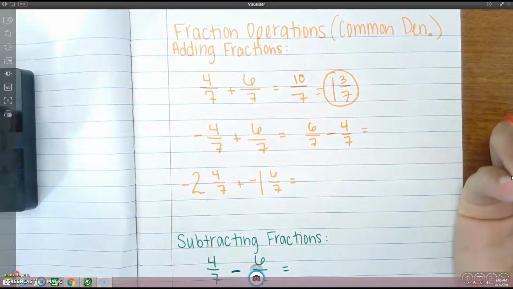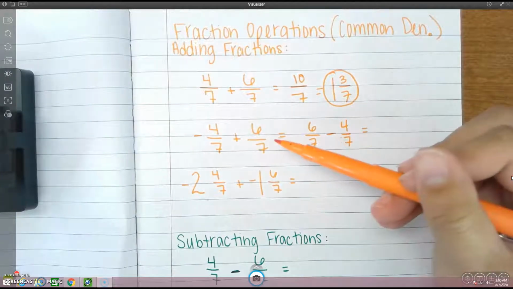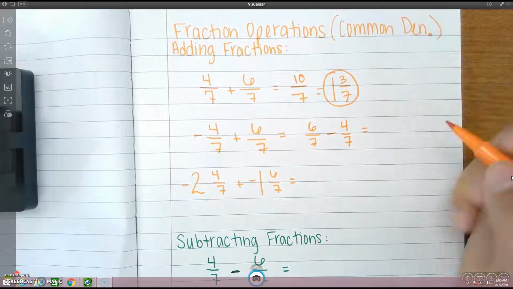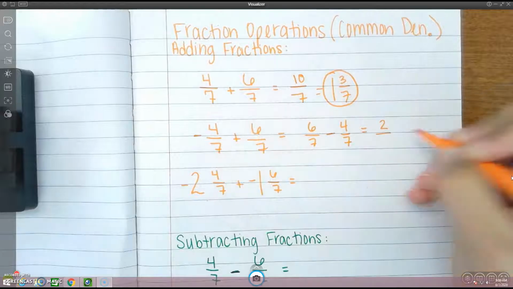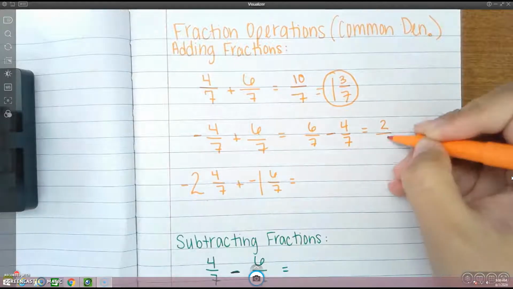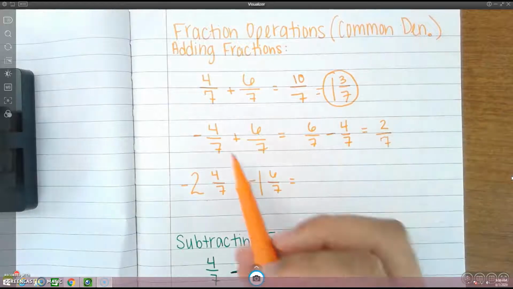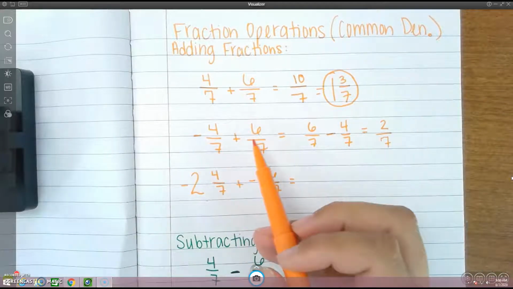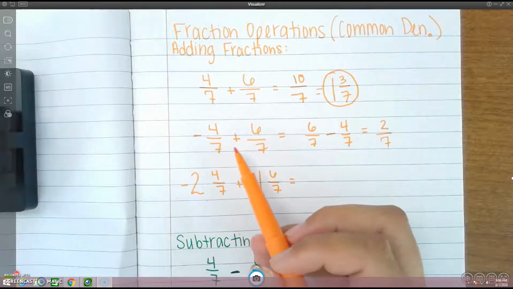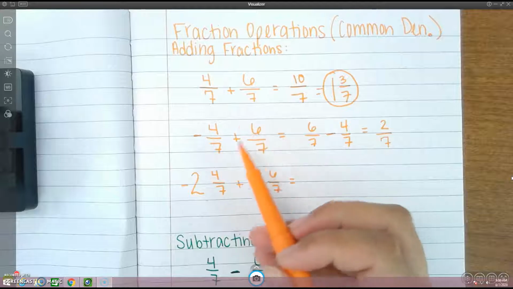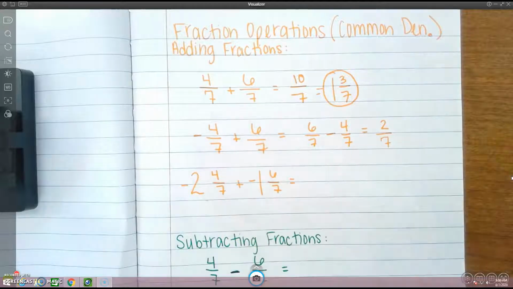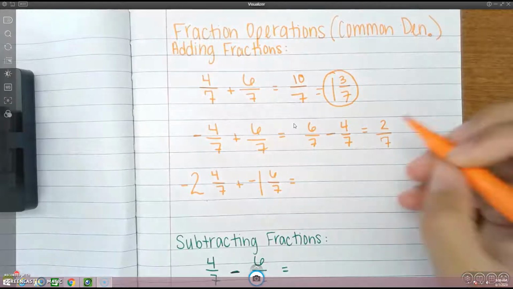And then subtracting integers, same as adding, you're just going to subtract your numerators. So 6 minus 4 is 2. Keep the same denominator of 7. And then we need to go back to see, is our answer going to be positive or negative? Well, in this case, 6/7 and 4/7, the 6/7 is bigger than the 4/7, and it was positive, so we are going to leave our answer as a positive 2/7.